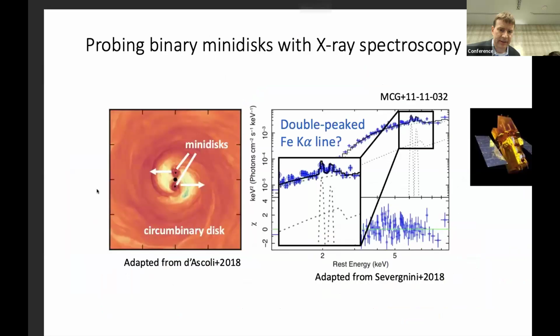If these mini disks behave very much like standard AGN disks, we might expect each one to produce broad iron K-alpha emission. If you have two of these disks, you could see two iron K-alpha lines offset in energy, and they will oscillate as you see the bulk line-of-sight motion of the black holes. A few years ago, it was suggested that in this source there's a possible double-peaked iron K-alpha line that could be consistent with this binary picture.